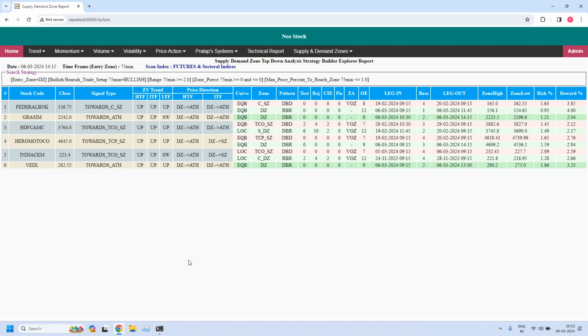So currently 6 stocks are there, 1% close to the 75 minutes demand zone. So if any of these stocks price is down by 1% tomorrow, you will get an entry.